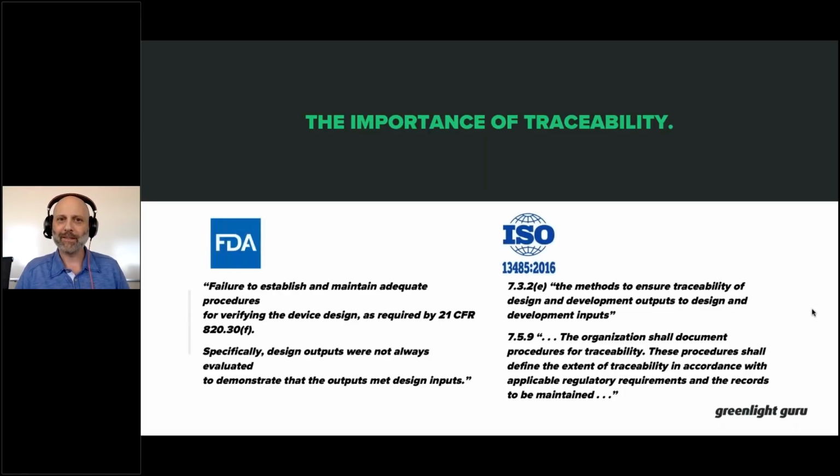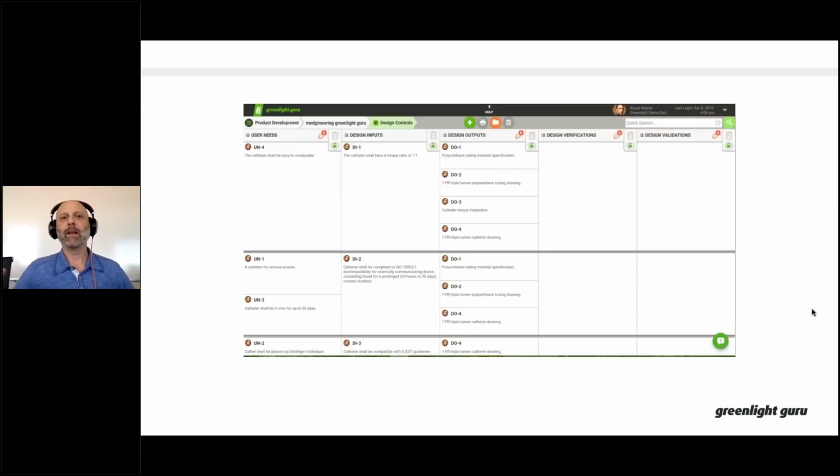There are several places in the 2016 version of the standard where it describes traceability. There's a whole section for traceability, and I've quoted a couple of these items from the 13485 standard. But FDA cares about that as well, and they've cited companies in 483s and in warning letters for not having traceability. So this is a practice that is required. And it's very important to show how information flows throughout the design and development process.